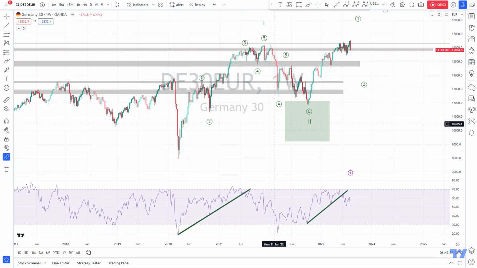Today is Sunday, August 6th. Time is around 6:45 GMT, and we will have a look at the DAX futures on the Oanda platform. So it's Sunday, markets are closed, but in the weekend I always have a look at the higher time frame for investors, but also for traders as a preparation for the trading week.